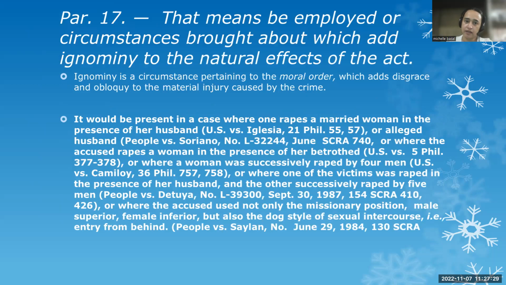Paragraph 17. That means be employed or circumstances brought about which add ignominy to the natural effect of the act. So what is ignominy? Ignominy is a circumstance pertaining to the moral order which adds disgrace and obloquy to the material injury caused by the crime. So, ito nga ni nga gintatagan hinda kung nga kaarawdan ang victim. Example, it would be present in a case where one rapes a married woman in the presence of her husband.